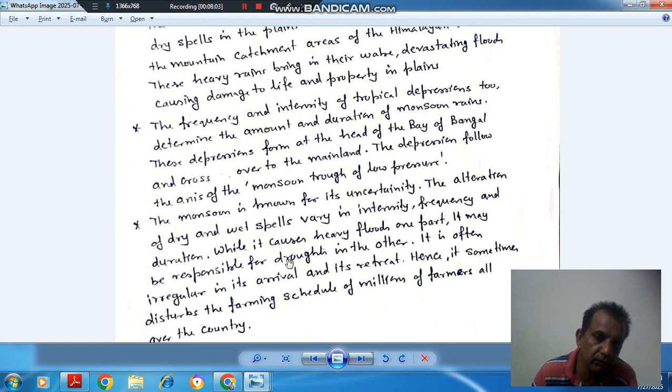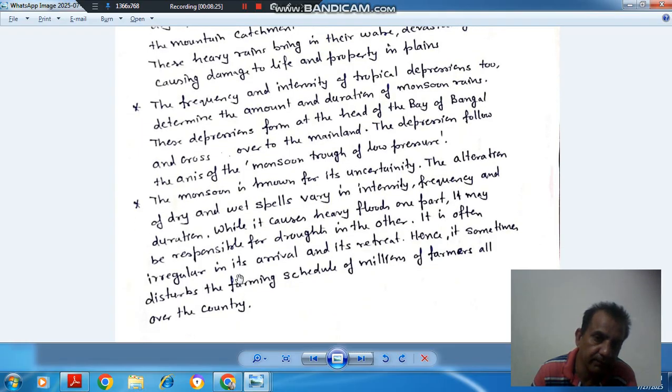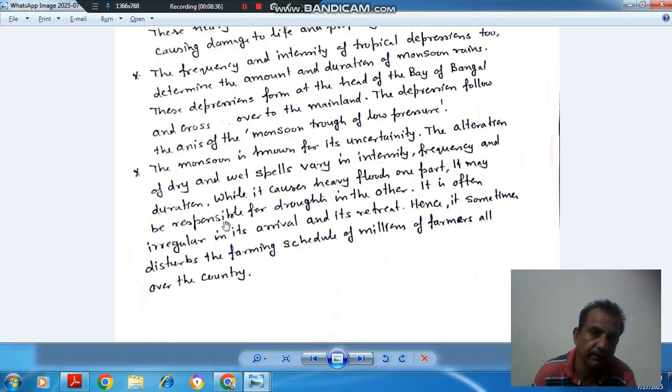Now the conclusion of this rainy season. The monsoon is known for its uncertainty. The alternation of dry and wet spells varies in intensity, frequency and duration. While it causes heavy floods in one part, it may be responsible for drought in another. It is often irregular in its arrival and its retreat. Hence, it sometimes disturbs the farming schedule of millions of farmers all over the country.